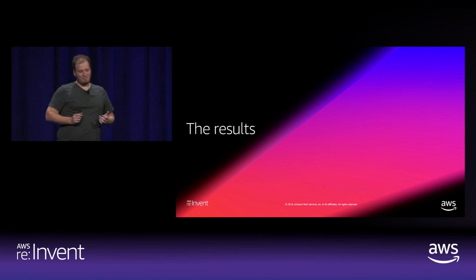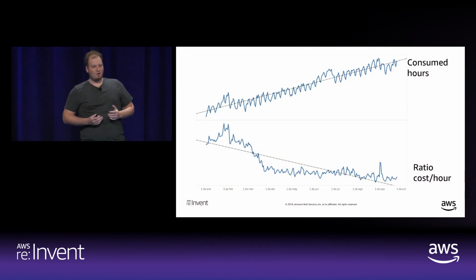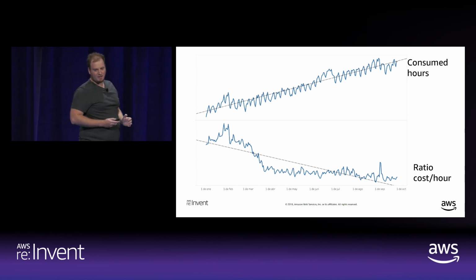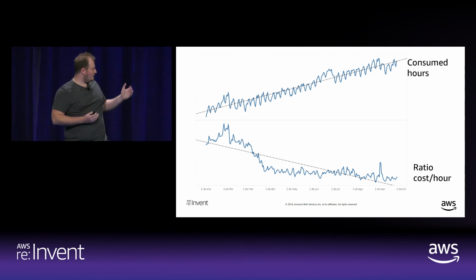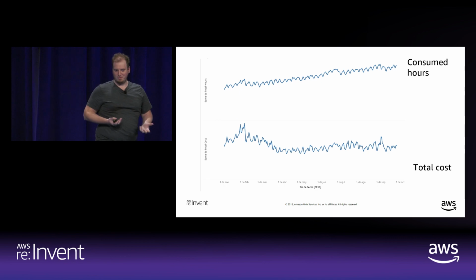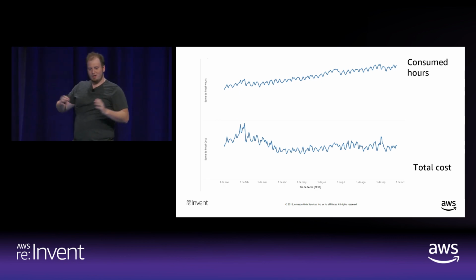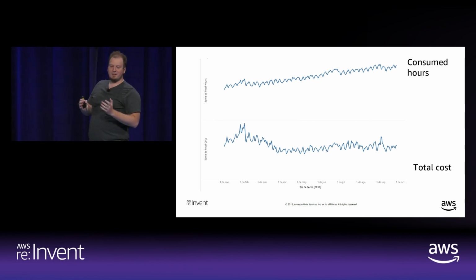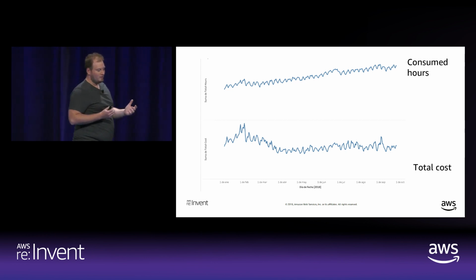So, the important part, the results. Well, that was impressive for us. We almost duplicated our consumed hours in the first chart. However, the ratio between cost and hours has gone very, very down. It has spiked down, and that was awesome for us. In fact, if we see the total cost, the bill, we almost duplicated the consumed hours, however the total cost just grew 30% or something like that. And that was awesome, because it was the trade-off that we wanted.